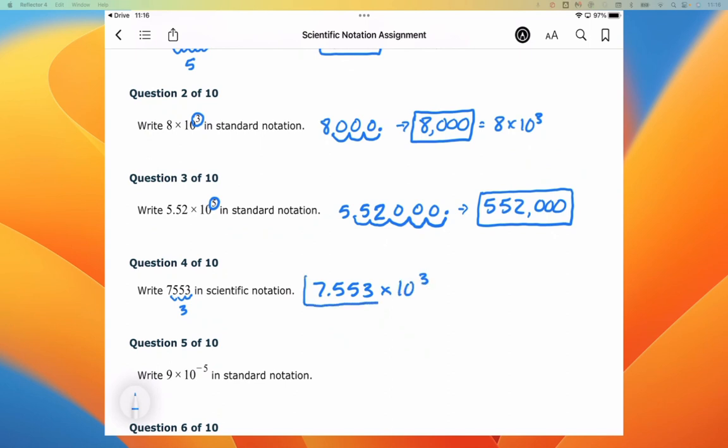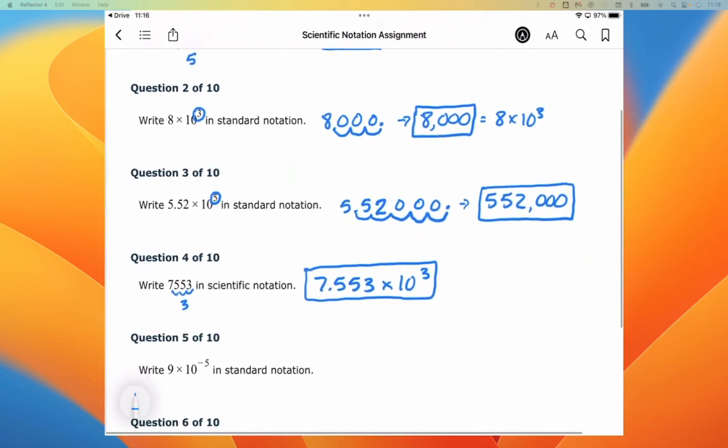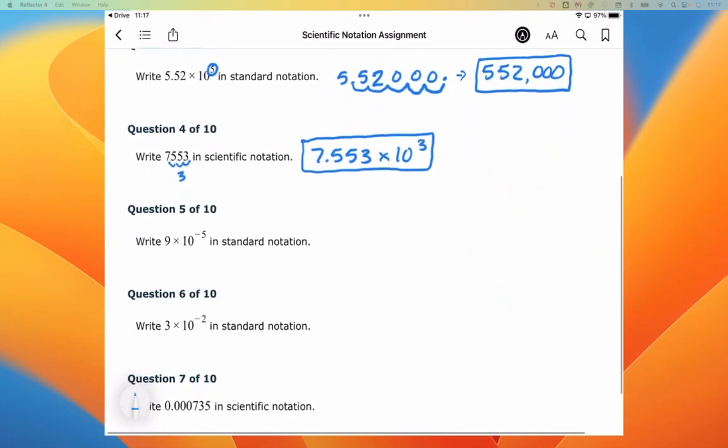Now, one thing you may have noticed, or may not have noticed up until this point, is that all of these exponents that are attached to the 10, in the first case the 5, the second case the 3, in the third case the 5, and the last one also a 3, have all been positive. And the reason they've all been positive is because these numbers are all larger than 1. And so when we have a number that is larger than 1, in scientific notation, our exponent is always going to be positive. Moving on to number 5, we see that we have an exponent that is negative.